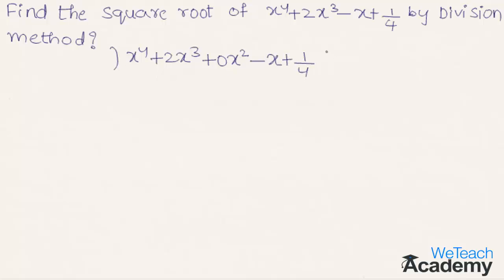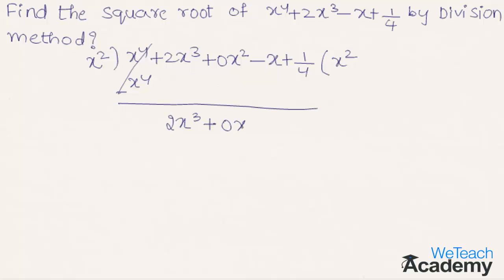Now let us divide this expression. Here we have the first term as x power 4 and we know that its square root is x square. By dividing this with x square we get x power 4. Now let us subtract this. We get the additive inverse of plus x power 4 as minus x power 4, and plus x power 4 and minus x power 4 get cancelled. Now bringing down the next two terms, plus 2x cube plus 0x square, as a new dividend.